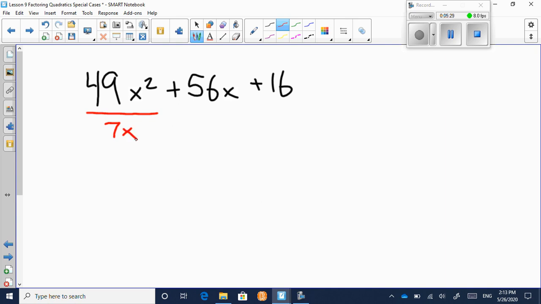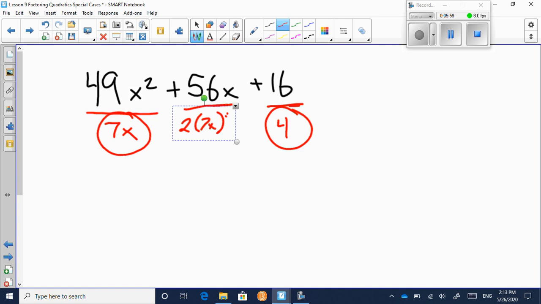That's essentially the square root of both of those values, 49 and x squared. And look at the last term. It's 16, and so that's 4 times 4. So this is shaping up to be what we call a perfect square trinomial. I just need to double check whether or not this middle term is going to be 2 times 7x times 4. So here we go. 2 times 7x times 4.